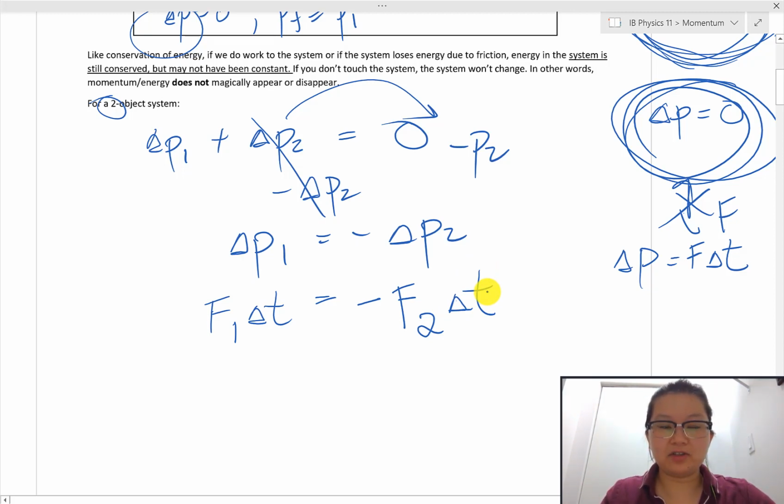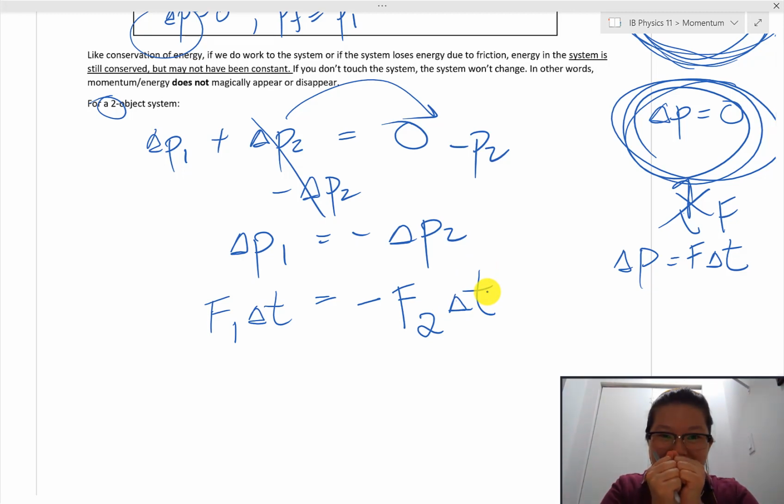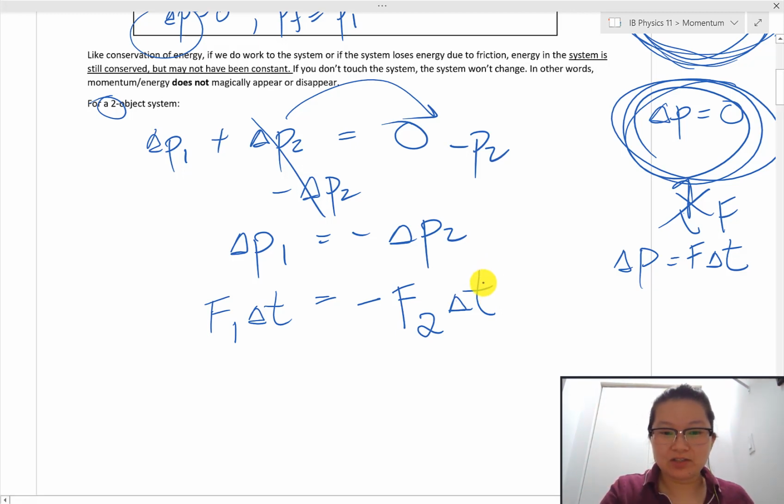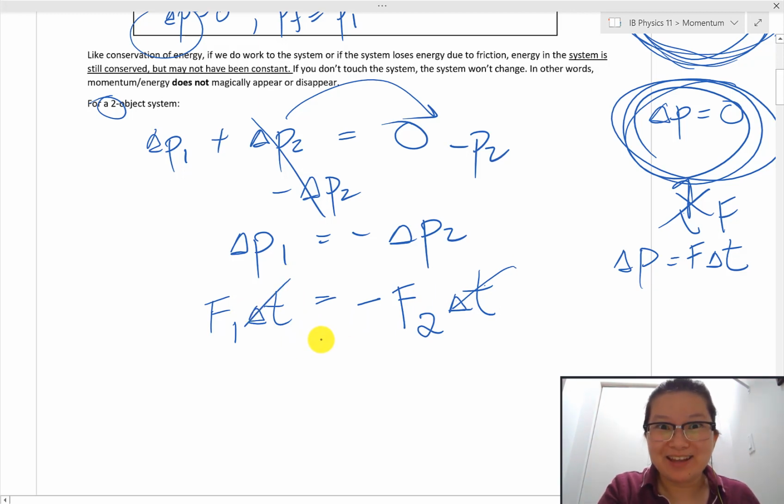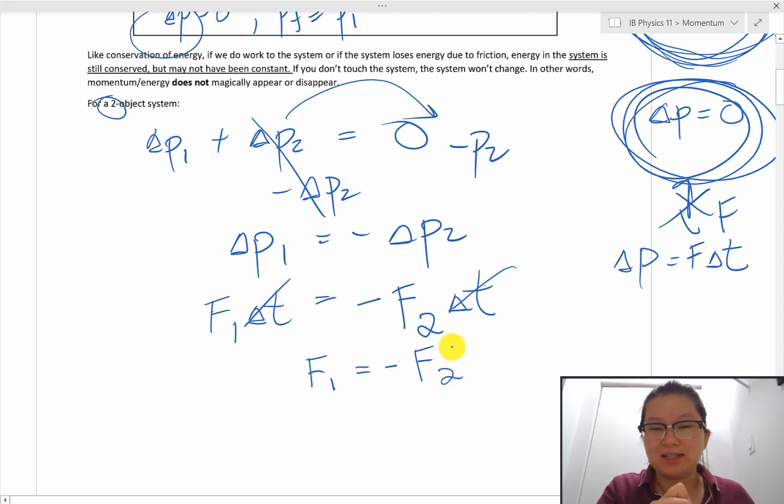But then if the two objects are colliding, then the contact time that they have with one another is the same. So this delta T kind of goes away because it's the same on both sides of the equation. Hey, look what we have now. We have force acting on object 1 is equal to the negative force acting on object 2. Ooh, that's starting to sound like something we've heard before. And if you're thinking of Newton's third law, you are right.